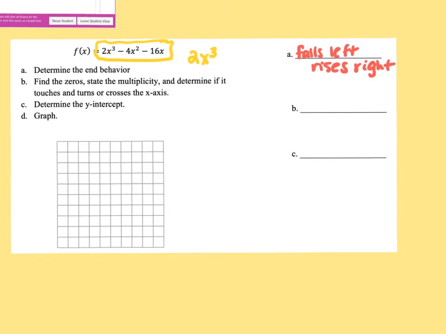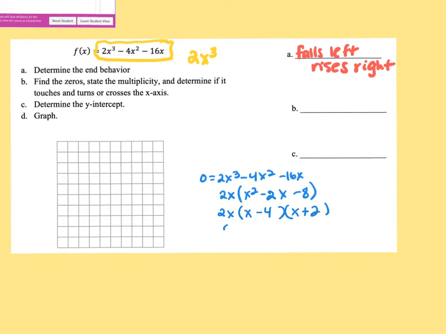Okay, B says find the zero, state the multiplicity, and determine if it touches and turns or crosses the x-axis. So I'm going to say 0 equals 2x to the third minus 4x squared minus 16x. Take out a 2x, make your life easier. X squared minus 4x minus 8. Factors of negative 8. Wait, this should be a 2. Factors of negative 8 that sum to negative 2. X minus 4, x plus 2.